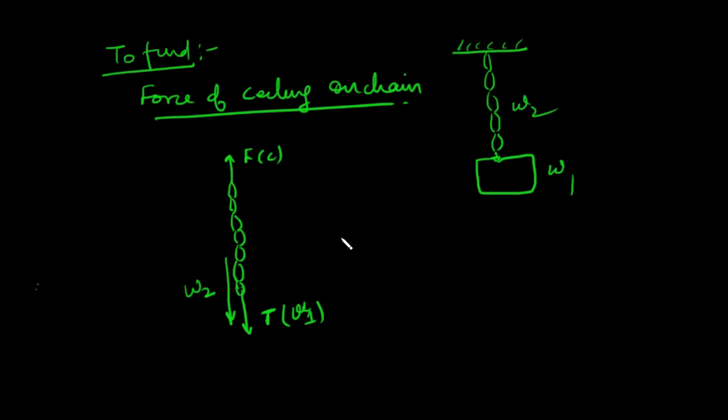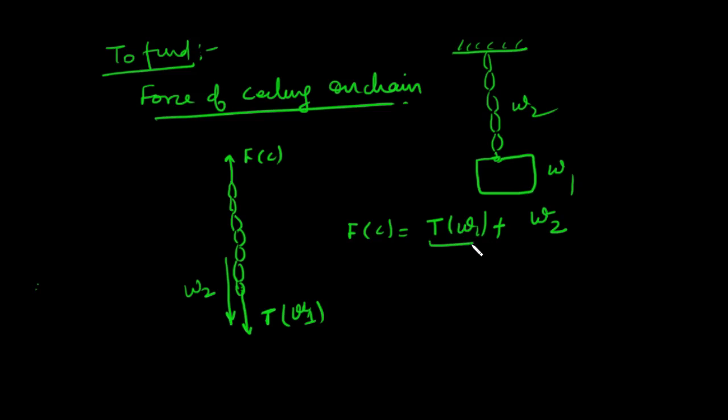So since the chain is stationary, this means the forces have been balanced. This means the force due to the ceiling would be equal to the tension due to the weight plus the weight of the chain itself. Okay. Now I have written this in bracket. Okay, don't think it is multiplied. It is a function of W1. Okay, and this depicts that this tension is due to the weight W1.